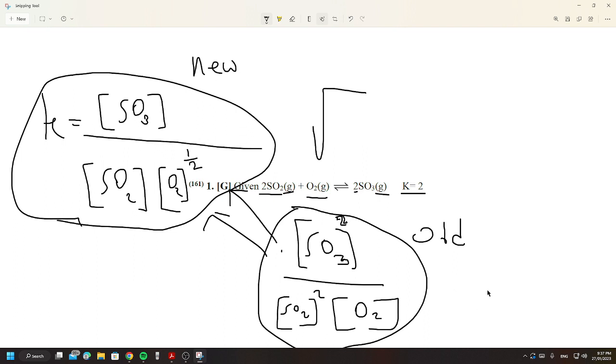So, if this is equal to 2, therefore this one is going to be equal to radical 2, right? Because all the powers got divided by 2. So 2 divided by 2 is 1, 2 divided by 2 is 1, and 1 divided by 2 is 1 over 2. Therefore, it's going to be radical 2.